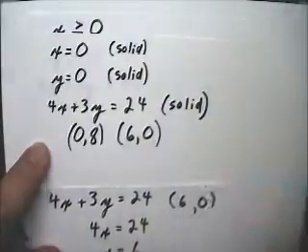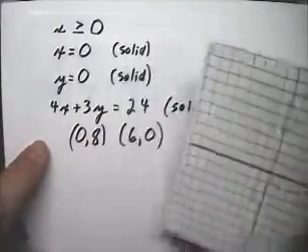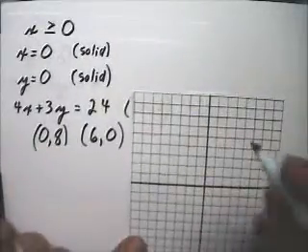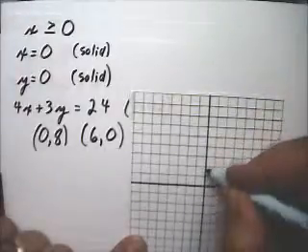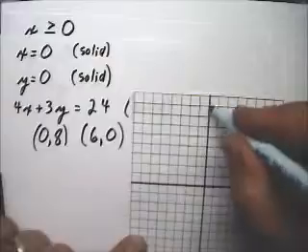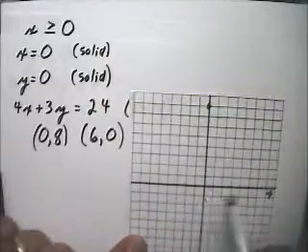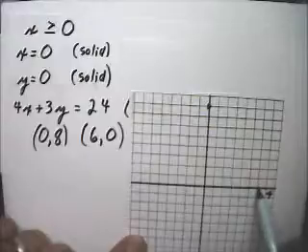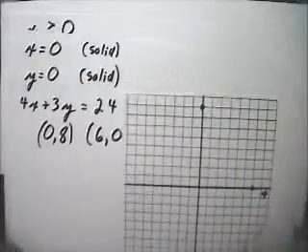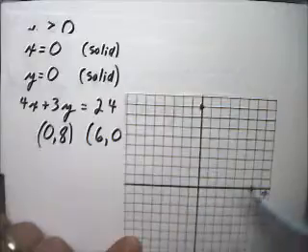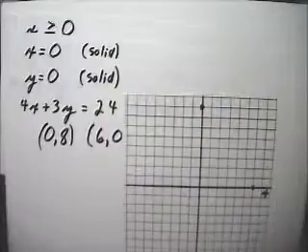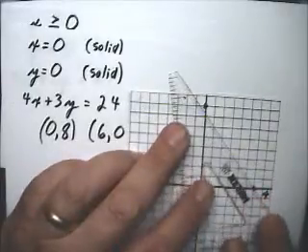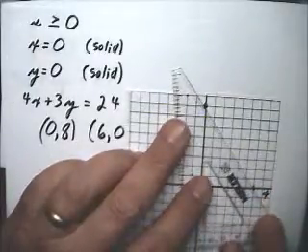Okay, so now I'm ready to draw this second line using the point (0, 8). That's right there. And the point (6, 0) is right there. Okay, so I've already got the y-axis, the x-axis. We know that the graph only exists, the intersection only exists up in that first quadrant. And I'll draw this line.